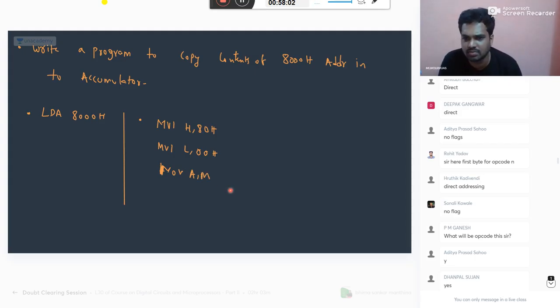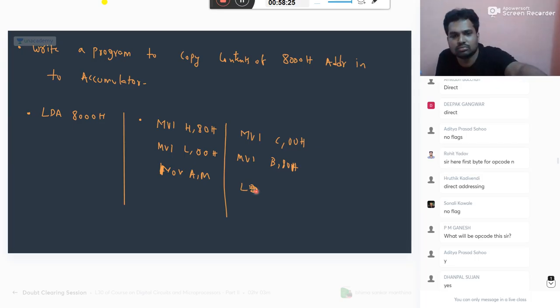Okay, LDAX B. Yeah, similar to that, Sonali. Move C and B with 8000 and this LDAX B also. Okay, BC, in that C with 00, B with 80, and you can do LDAX B. Or MOV A comma M. Here, LDAX B.